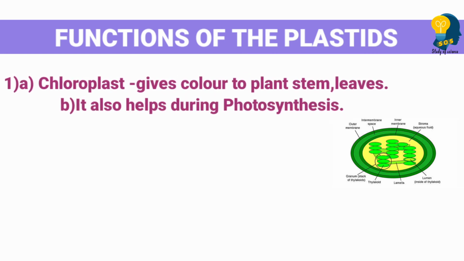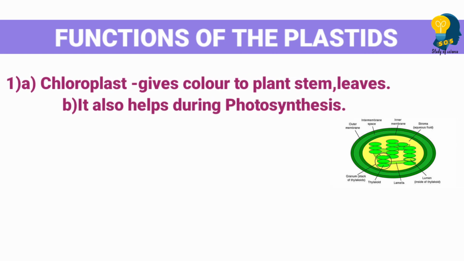Now, let's understand the functions of the plastids. When I talk about the functions of the plastids, let us talk about the chloroplast first. Chloroplast gives the color to the plants. It gives color to the stem. It gives color to the leaves, right? And this chloroplast also helps in the photosynthesis process.